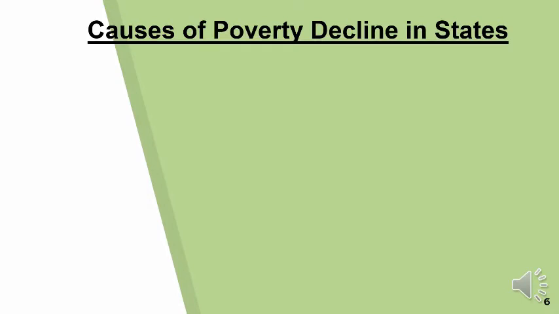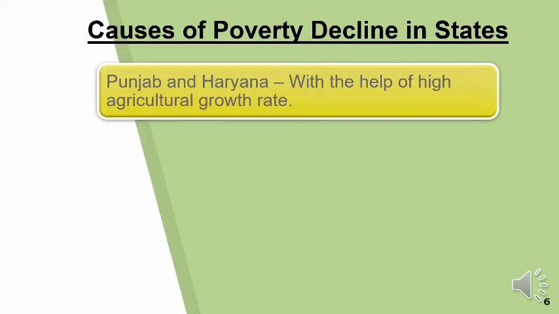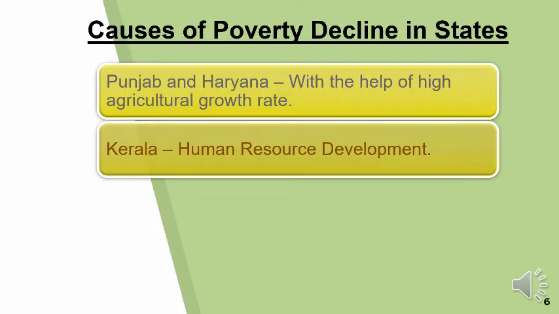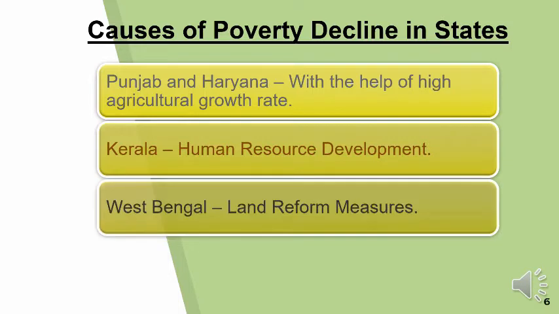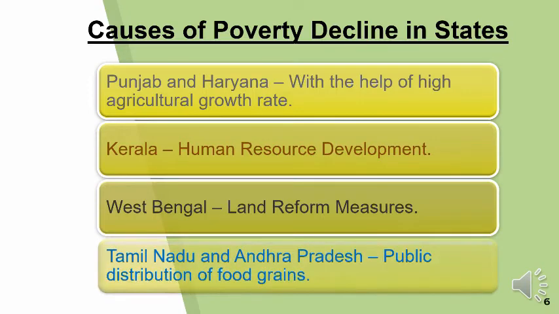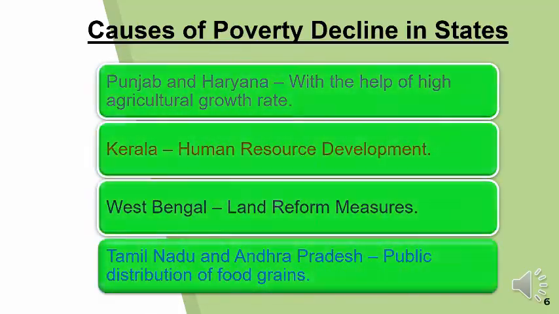Causes of poverty decline in states. States like Punjab, Haryana, and Goa have very low percentage of population living below poverty line. Punjab and Haryana have succeeded in reducing poverty with the help of high agricultural growth rate. Kerala has focused more on human resource development. In West Bengal, land reform measures have helped in reducing poverty. In Andhra Pradesh and Tamil Nadu, public distribution of food grains is responsible for the improvement.